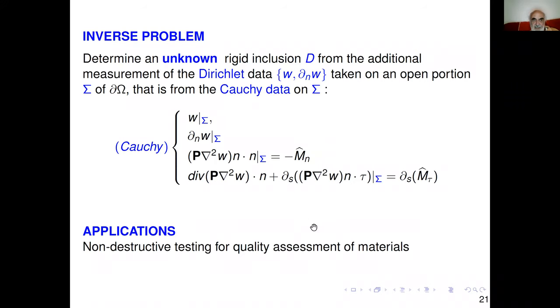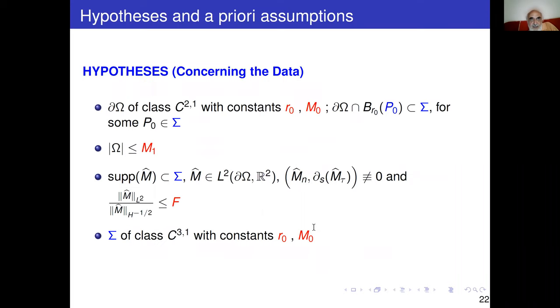The applications can be given in non-destructive testing for quality assessment of a material. The hypotheses and the a priori assumptions: I give, of course, the most important hypotheses. We assume that the boundary of omega is of class C^{2,1} with some constant R0, and that sigma is not contained in a set that is open with respect to the topology of the boundary of omega.